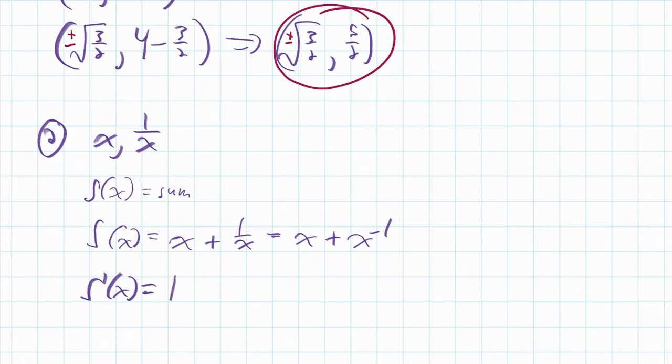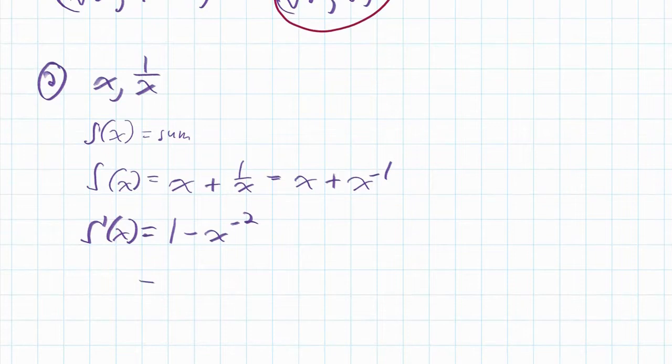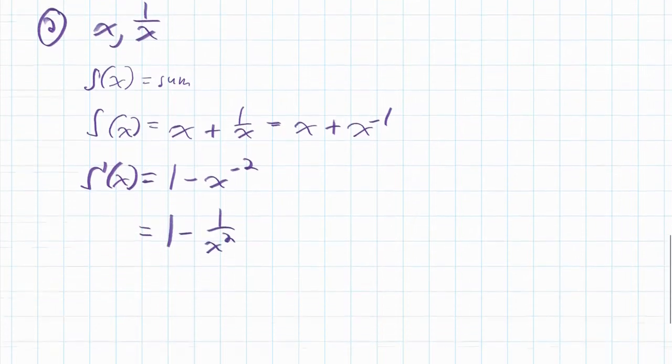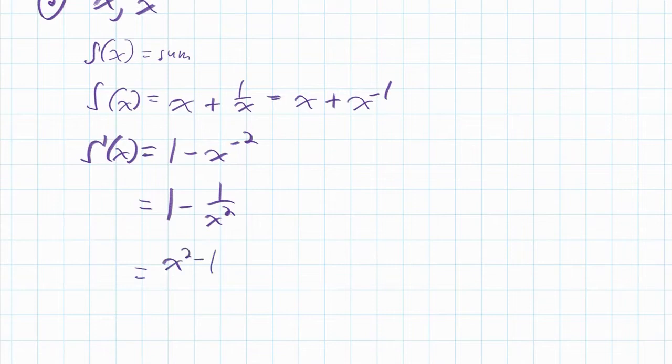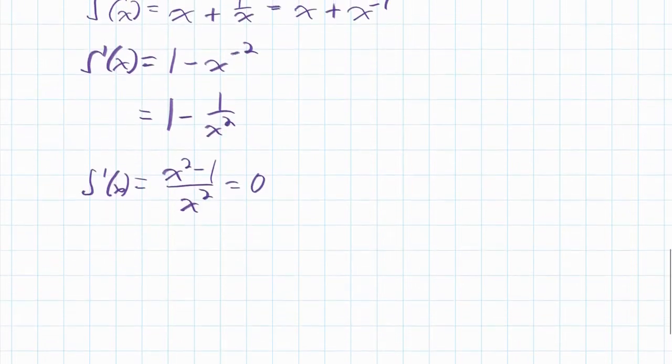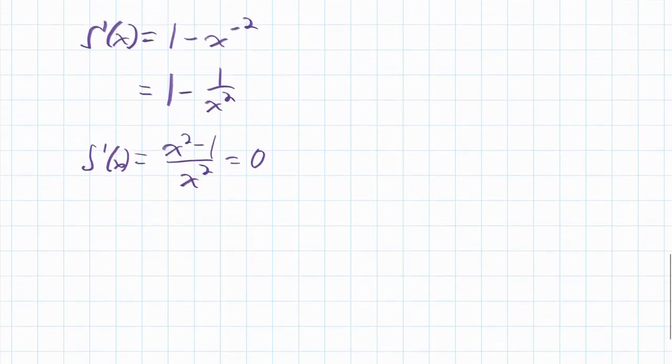So we get 1 minus x to the negative 2. Let's do a little algebra and move this around: 1 minus 1 over x squared, and then I get x squared minus 1 over x squared. So this is still S prime of x. And this is equal to 0 at, well, we don't really do equal to 0. We talk about critical values, and the critical values are 0 and plus or minus 1.